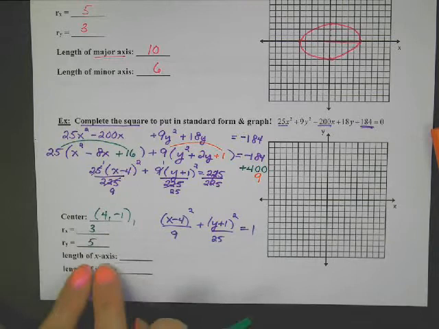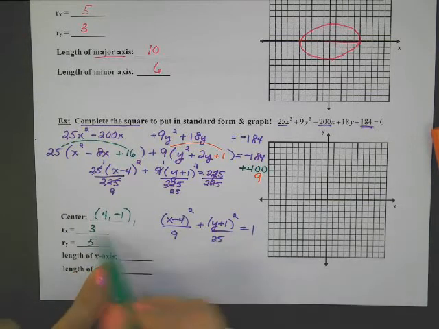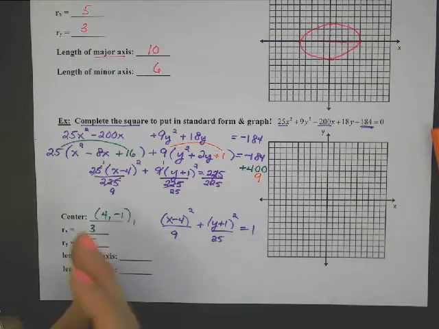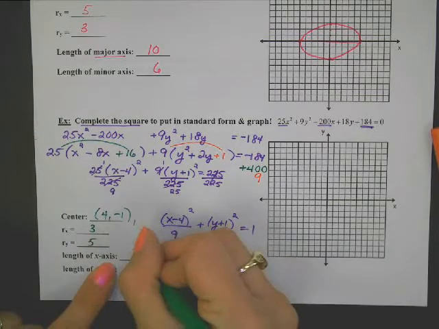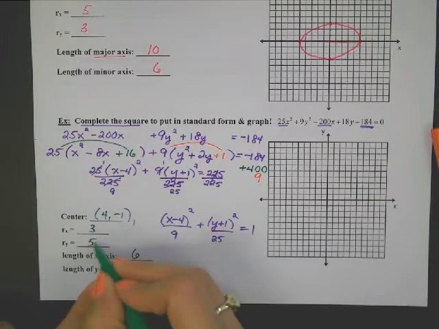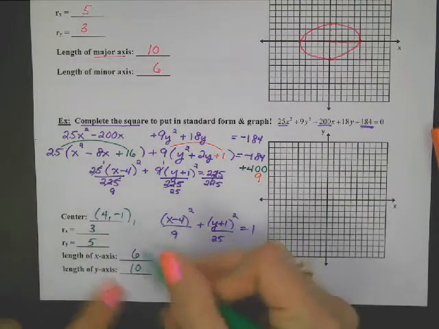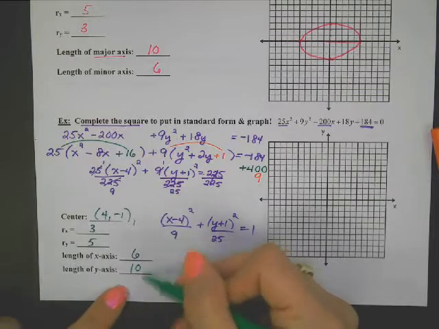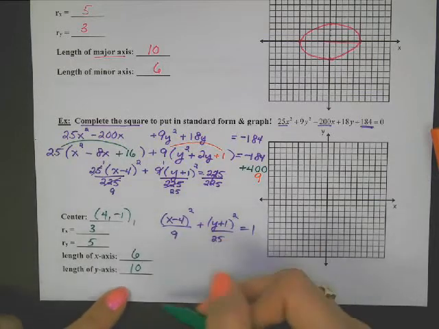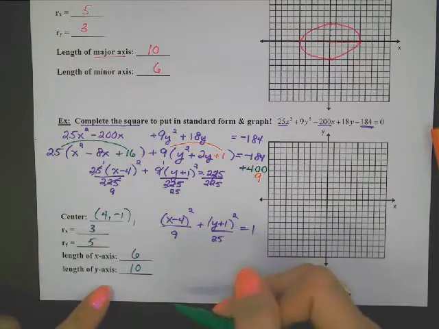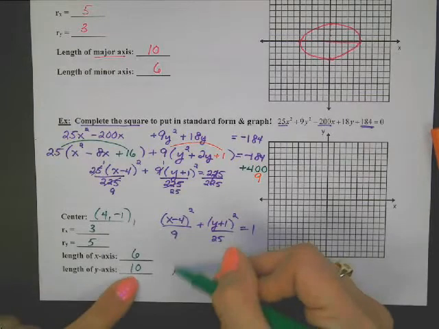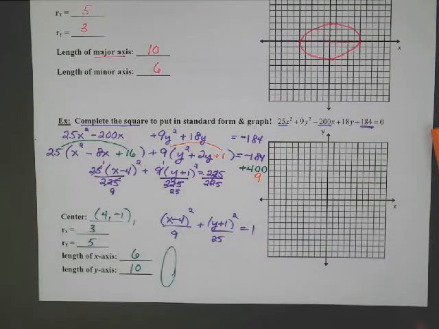Can anybody tell me the length of the x-axis? Even though we don't see the picture yet, I know R sub x is 3. So 3 to the left, 3 to the right. So yeah, it would be 6. And the length of the y-axis is going to be 10. So looking at this, is the ellipse going up and down, or is it going left and right? It's a little longer going up and down. So this is how it's going to look. All right, let's go graph it.